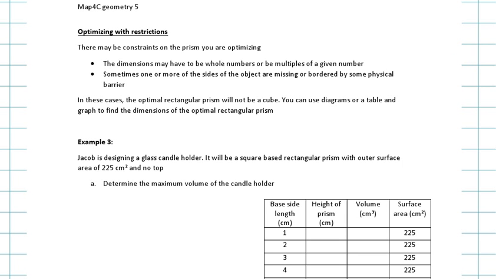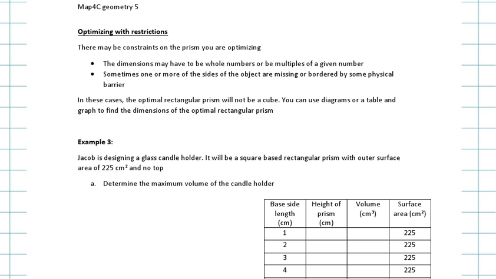So let's say you want to make a box, and you want to make the box without the top, or a box without the top and the bottom. So these would be restrictions. When you come to this kind of restriction, your shape won't be a cube anymore. You'll have different dimensions to optimize the volume or the surface area.